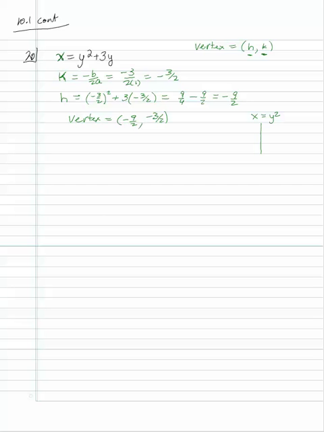Now we're basically switching our x's and y's. If I put in 0 for y, x is going to be 0 squared. Put in 1 for y, x is going to be 1 squared. Put in 2 for y, x would be 4. And then the axis of symmetry is going to be a horizontal line, y equals negative 3/2. Okay, so let me graph this. Our vertex is going to be at negative 9/2, which is negative 4.5.